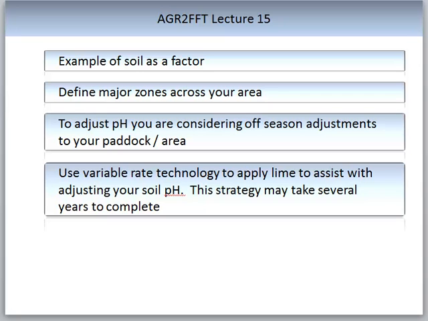There may be areas of your soil or enterprise that just aren't worth the economics that it requires to adjust pH. Also, it should be noted that several applications of lime are usually required to make large pH changes. Therefore, this strategy may take several years to complete.